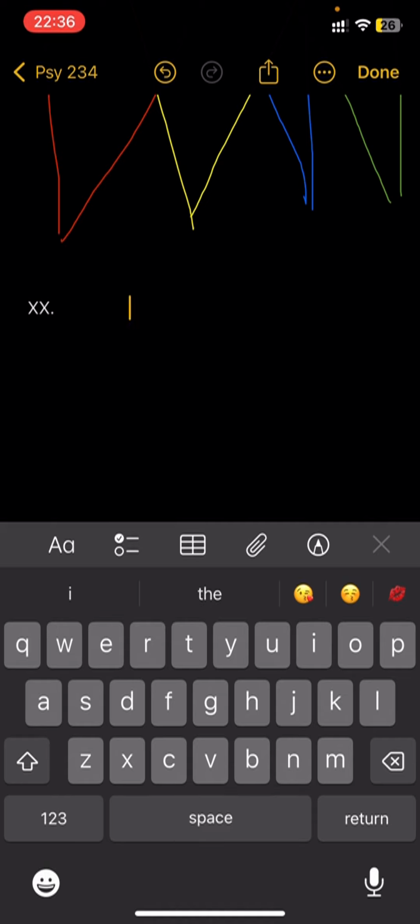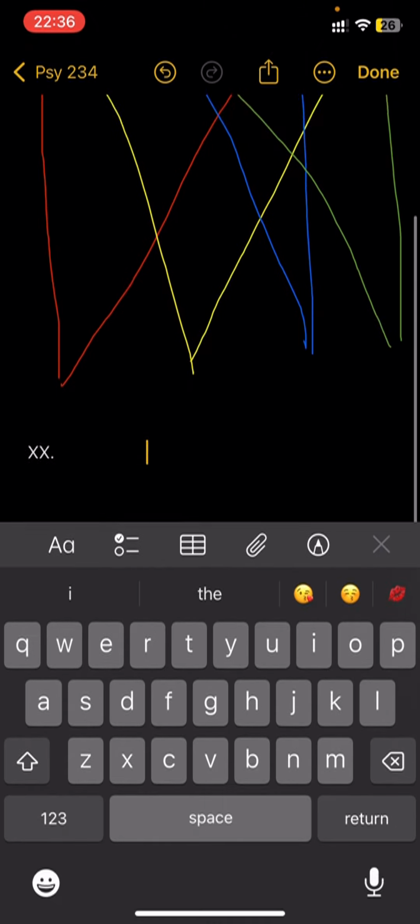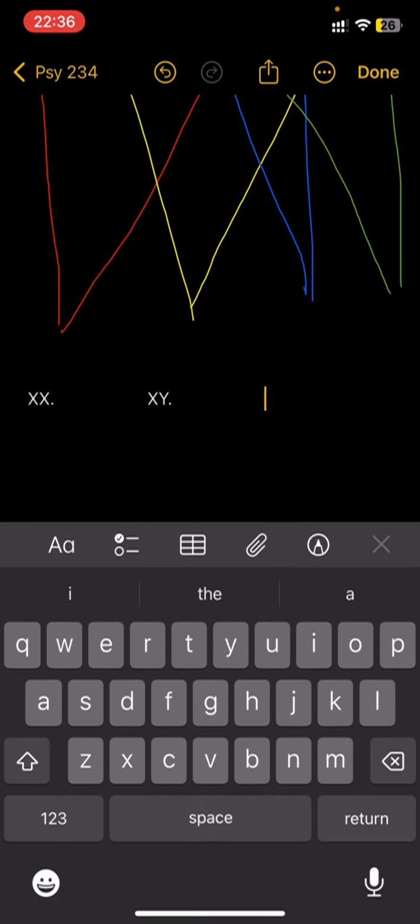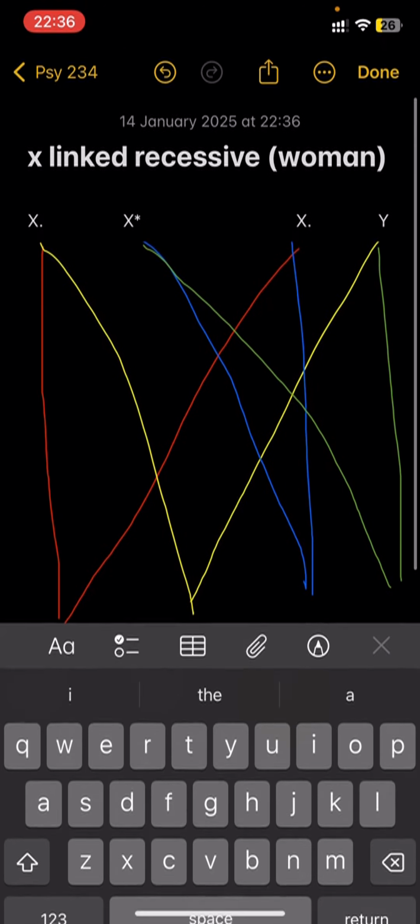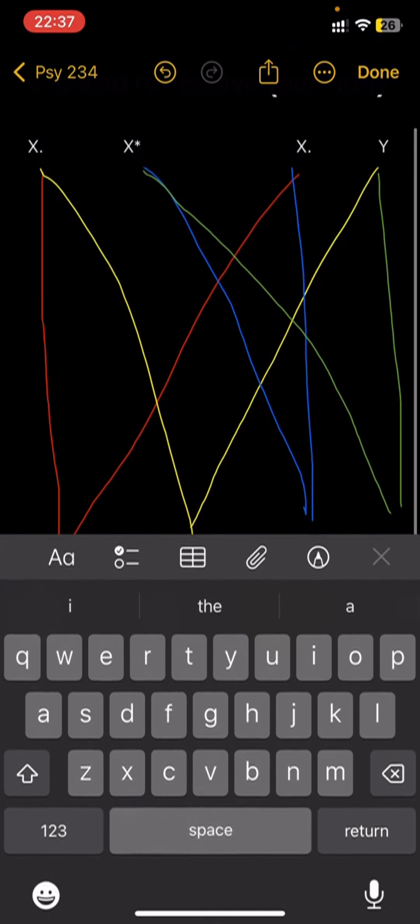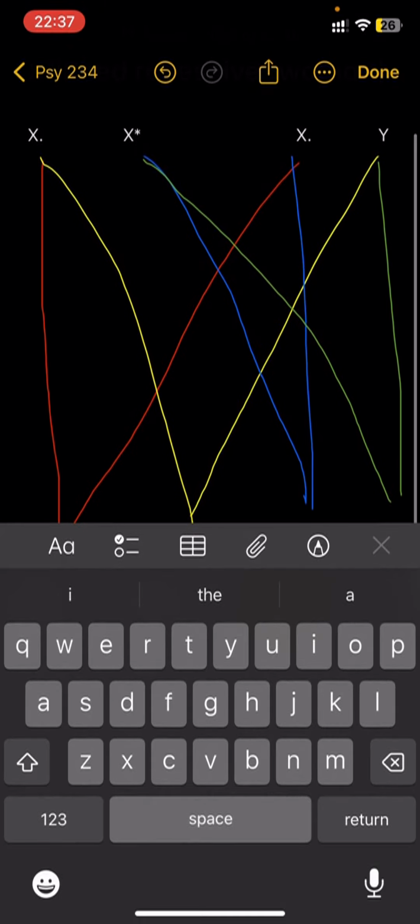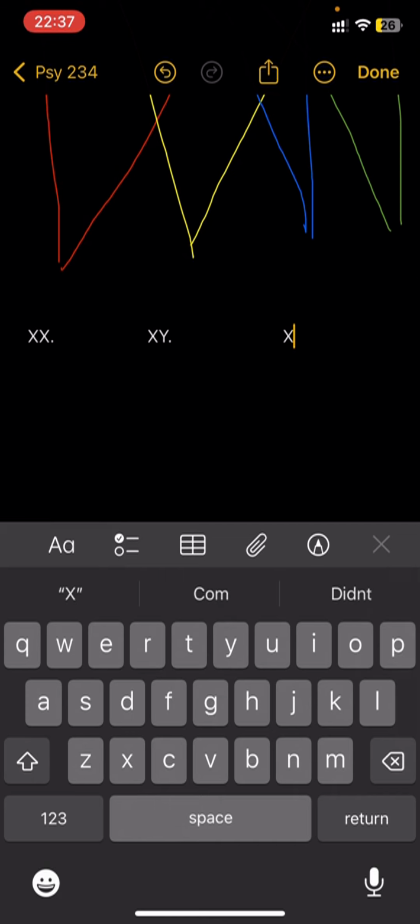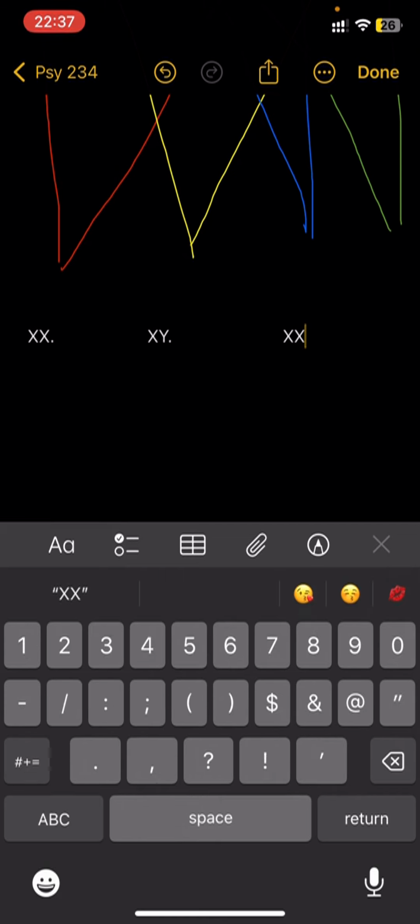Meaning that they will have XX. What is under the yellow? X and Y. They will have a regular boy. Then under the blue, what is there? They have the X-linked recessive disorder. That's the X. That is under the blue. Then they will have a girl.